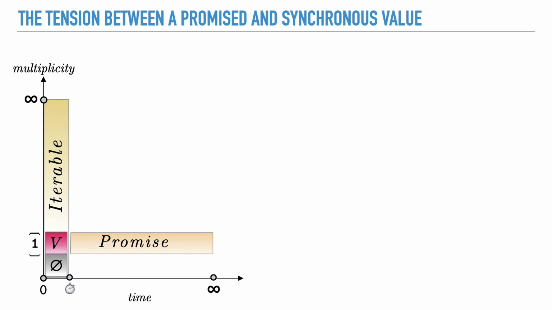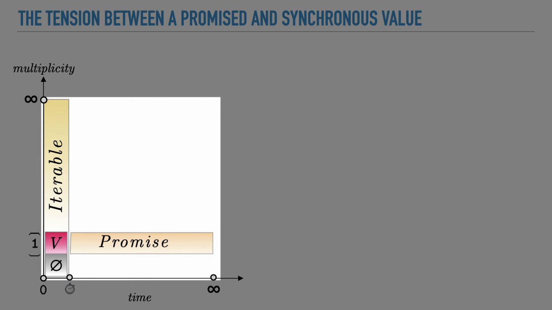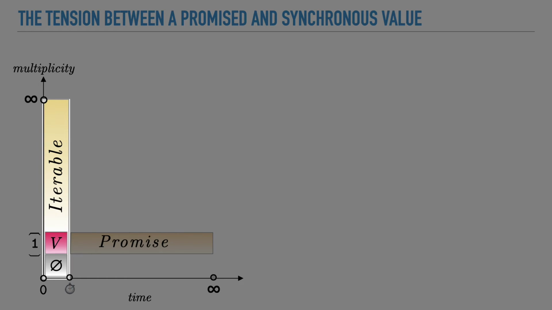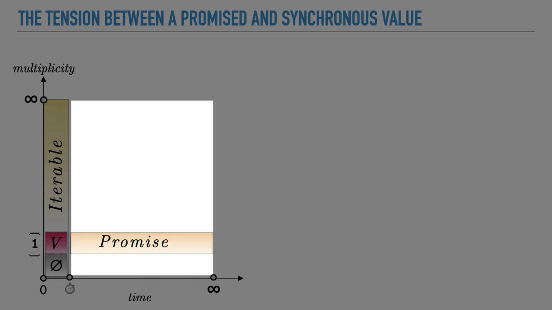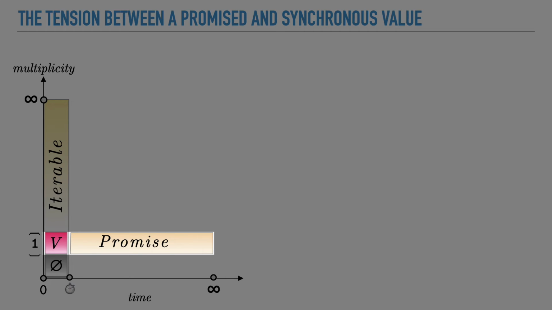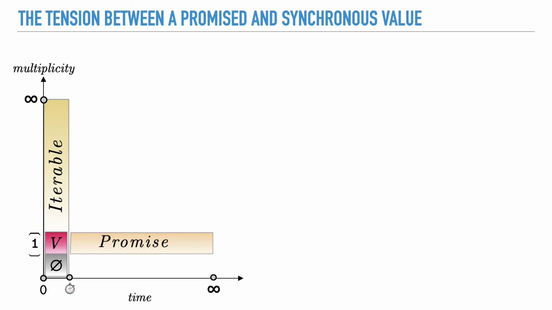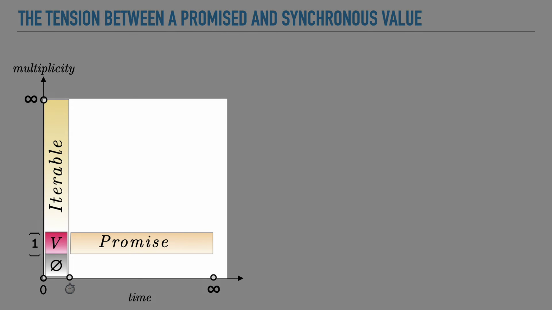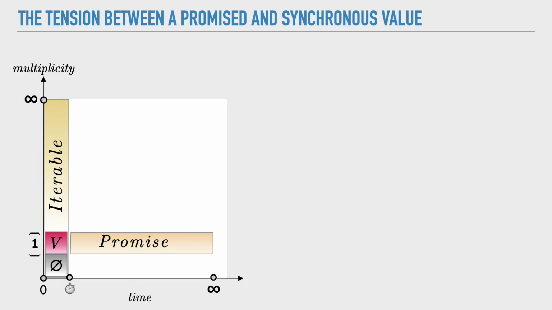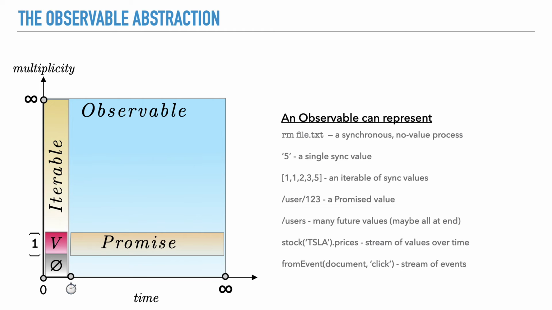So one must ask, would it be possible to span this entire 2D plane with a new kind of value? One that relieves the tension between synchronous and promised values, between single and multiple values. And there is. It was born in 2012. It's called the observable.